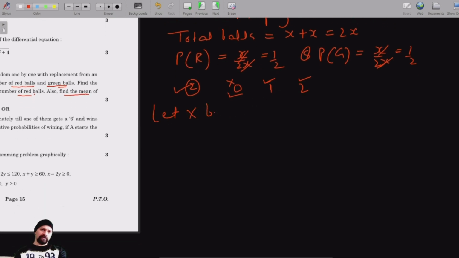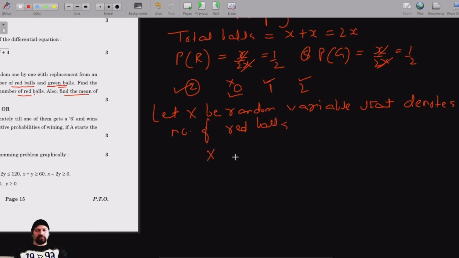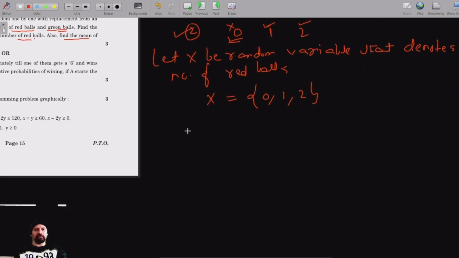So let X be a random variable that denotes the number of red balls. So X is a random variable, which means X can take the value 0, none of them is a red ball, or 1, one of them is red, or 2, both of them are red.